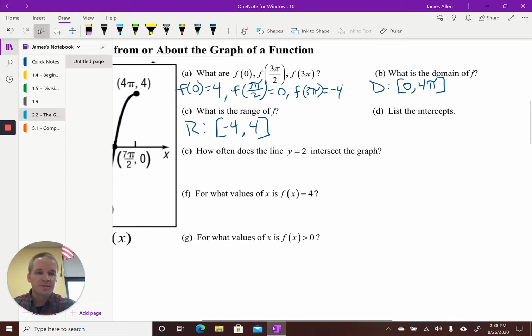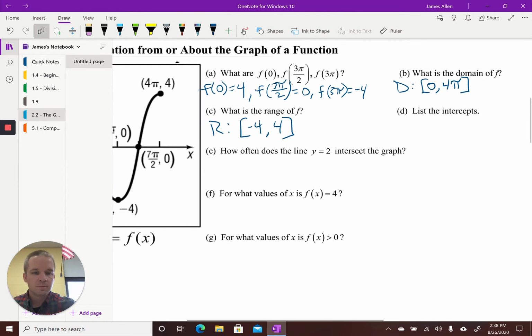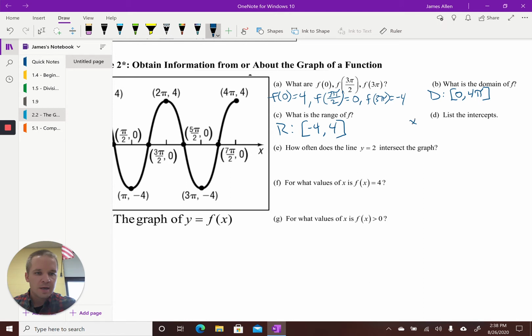All right. Let's see here. Part D, list the intercepts. All right. We've got a bunch. Why don't we start? We'll do the x's. It looks like we've got pi over 2, comma 0. I'm going to zoom out a little bit so I can see it all at once. There we go. So we've got x intercepts. We got pi over 2, comma 0. We have 3 pi over 2, comma 0, and 7 pi over 2, comma 0.